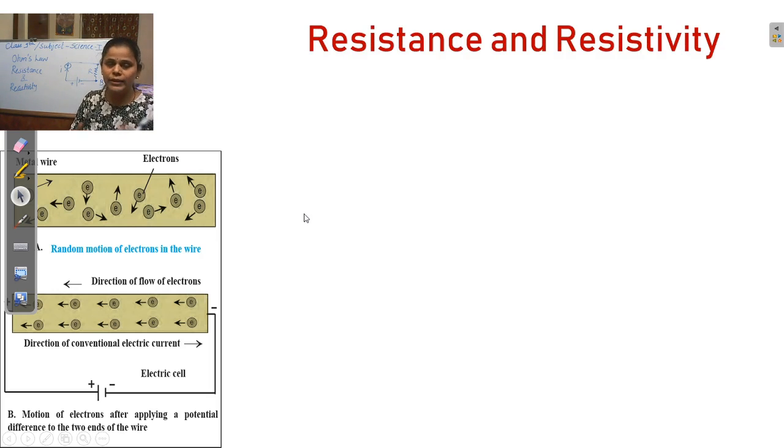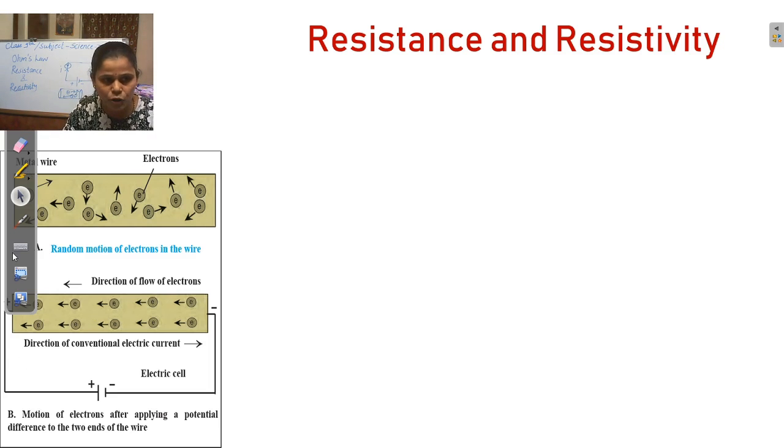Next, resistance and resistivity. So what is resistance? Students, you know, in any conductor the electrons move randomly before joining the cell. But if we connect the cell, then the electrons move in a specific direction, from lower potential to higher potential. Understand? When the electrons move from lower potential to higher potential, the moving electrons strike the atoms and the ions.